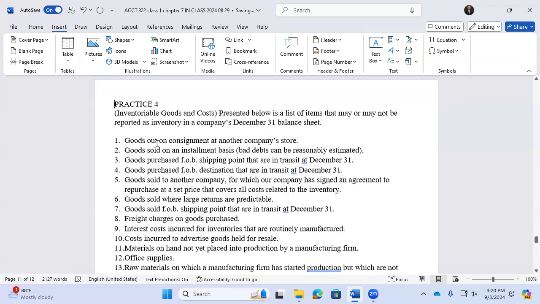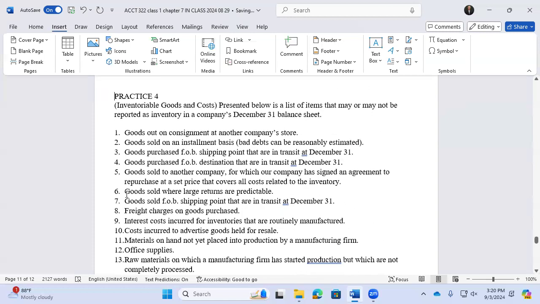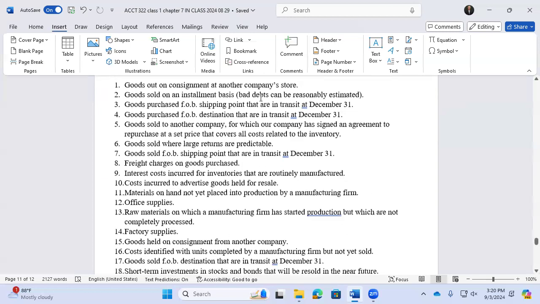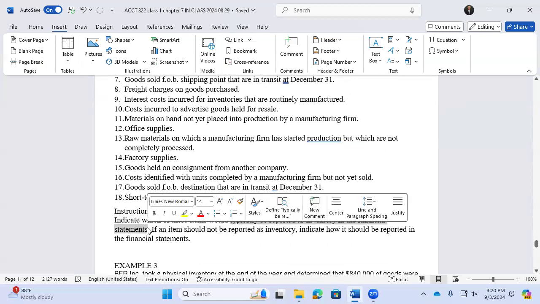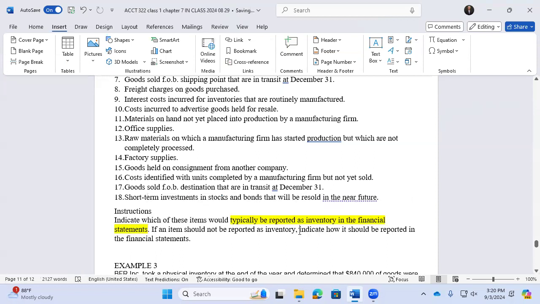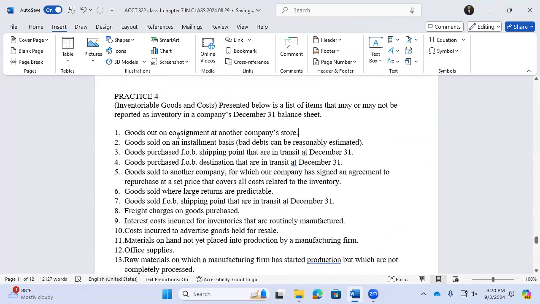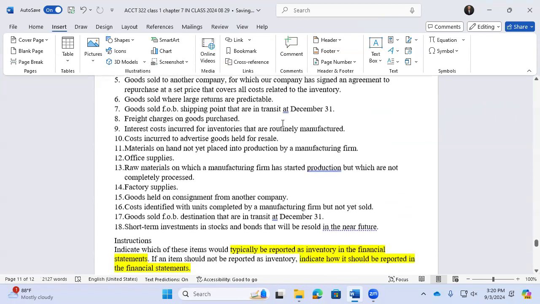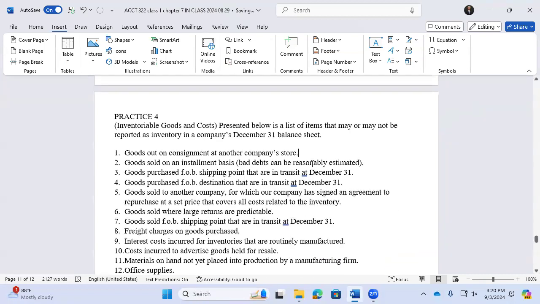Now, this is a practice question for you. And this is not a quiz or anything like that. But take 5 minutes, go through it and kind of answer these questions. Should it be reported as inventory in the financial statements? If it should not be reported as inventory, indicate how it should be reported. So goods out on consignment at another company's store, the first example, these would be typically reported as inventory, even though we would categorize it as consigned inventory.